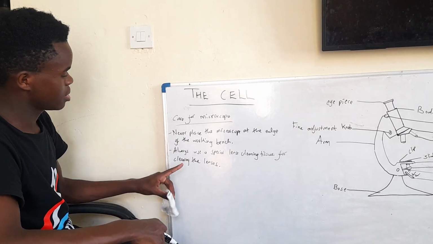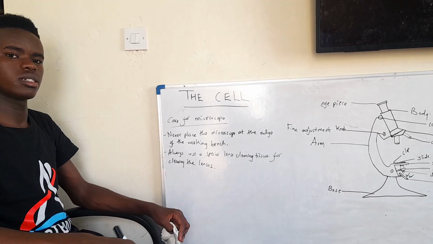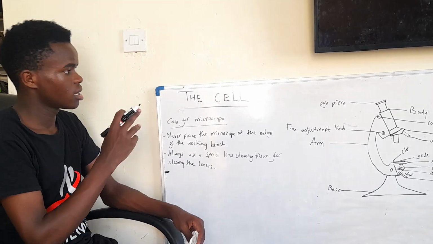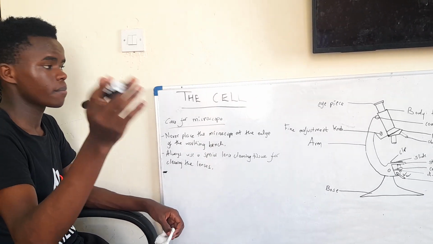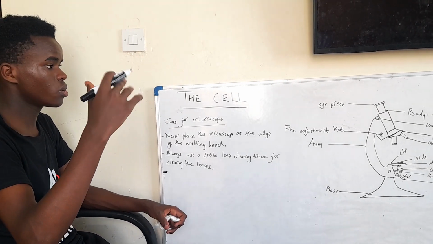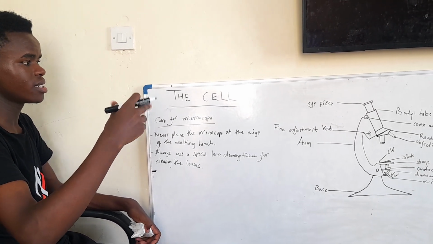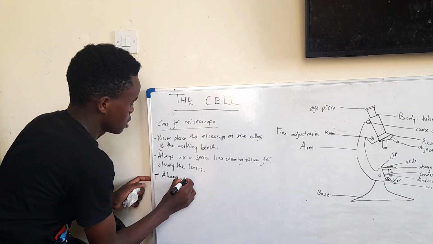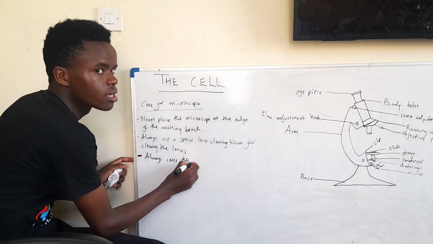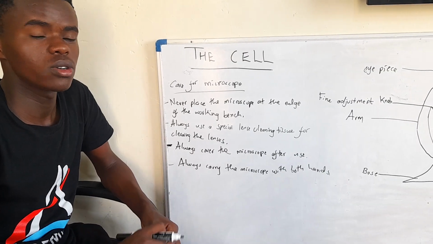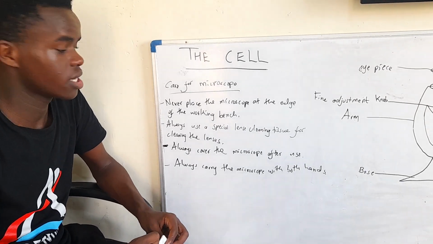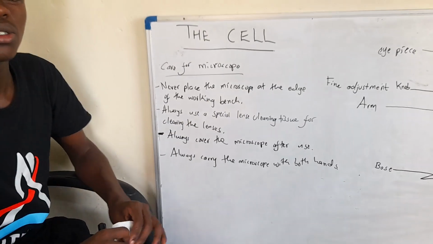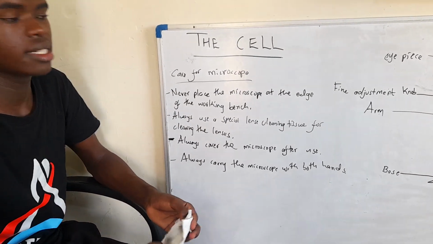Now from that instruction we go to the next one. It may not apply to all places, but always make sure that you cover the microscope after use. Always cover the microscope after use to prevent it being covered in dust. Anytime you are done with using the microscope, always cover it to prevent dust from falling into the lenses.